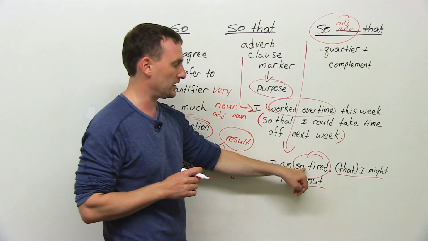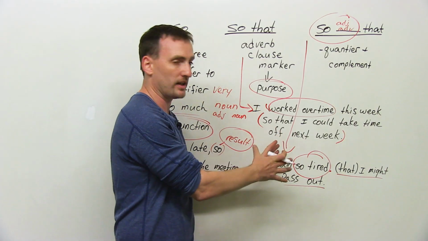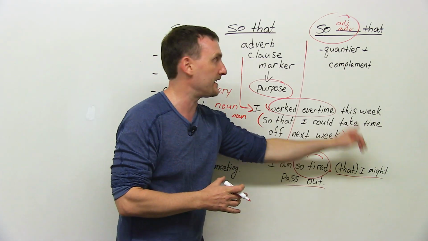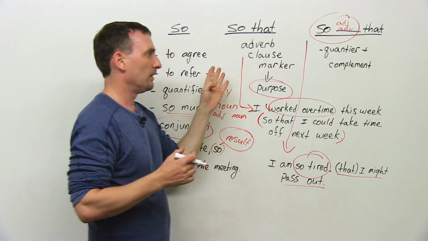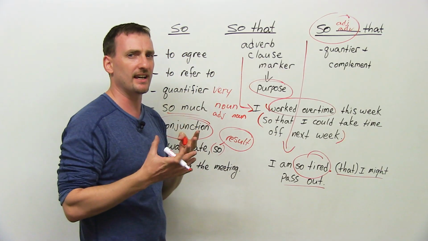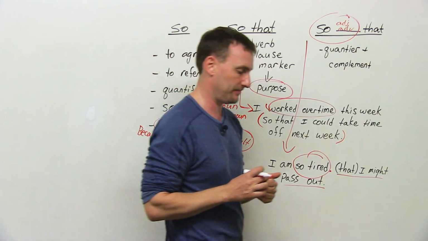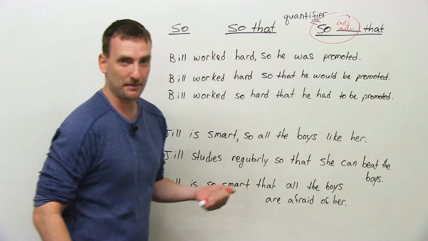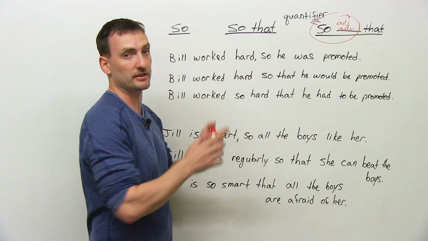The point is, don't confuse this "so" with this "so," conjunction. This is not a conjunction. It is a quantifier, but it's not part of the "that." It's not part of this guy. Okay? Now we understand all these things. The question is, how do these get confused and how can you avoid confusing these? Let's look at some examples. Okay, so let's look at some examples of sentences that might be a little bit confusing when we're using these expressions.